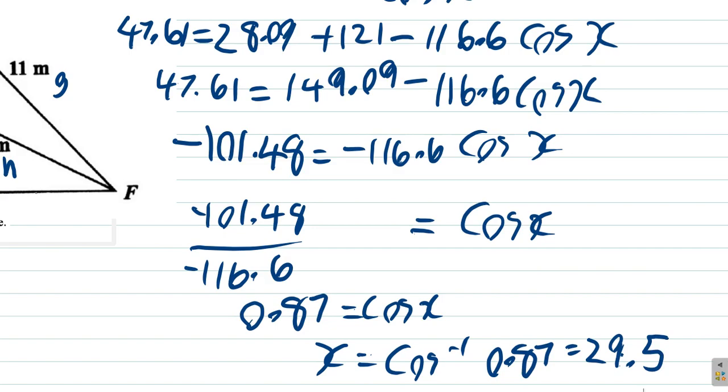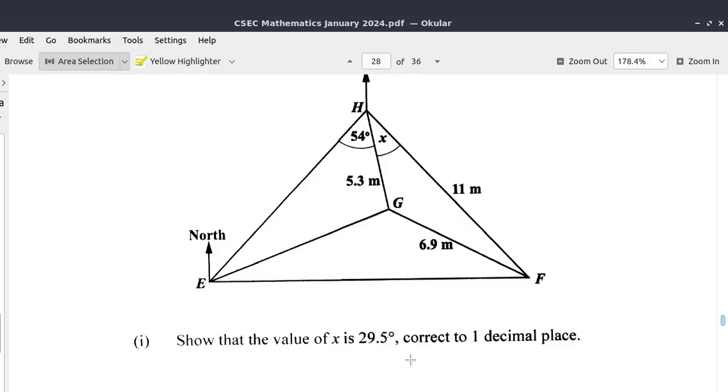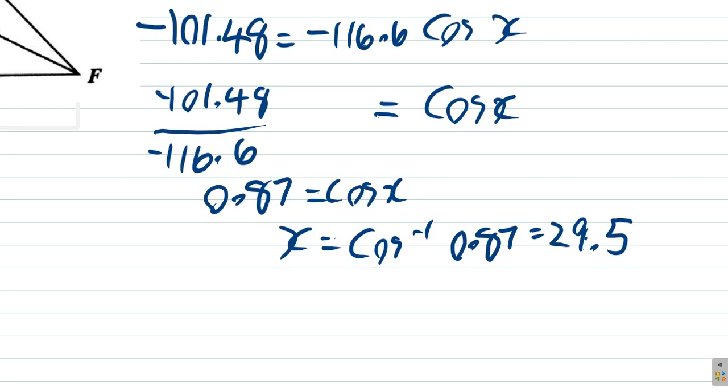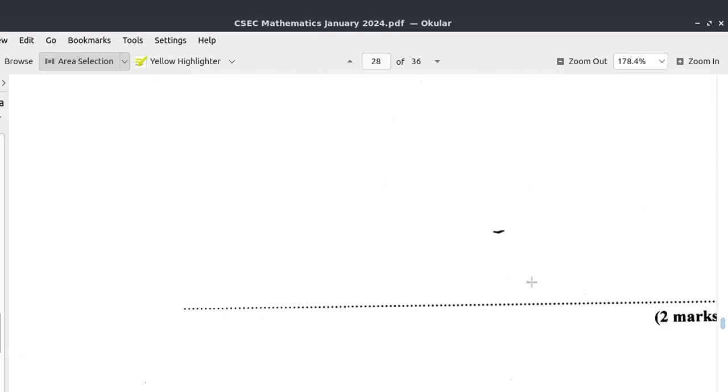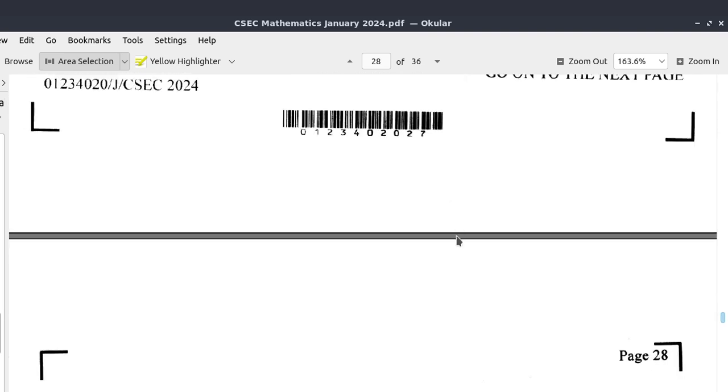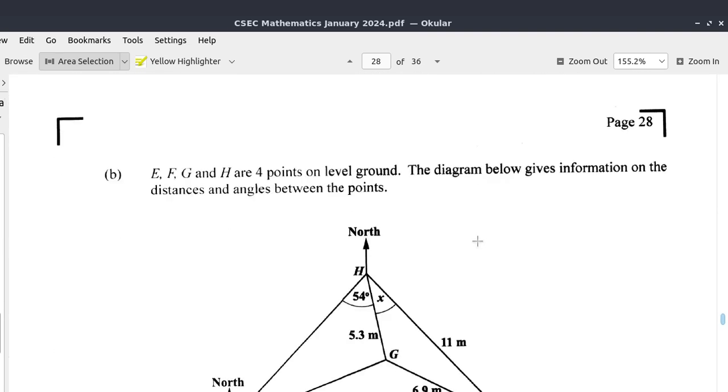So 29.5. They say show that the value is 29.5 correct to one decimal place. So here they ask you to show it, and we've shown it. So you can write shown. Celebrate by writing shown. You can underline it. Alright? But anyway, here, 2 marks for that. That's more work for less marks in section 2.